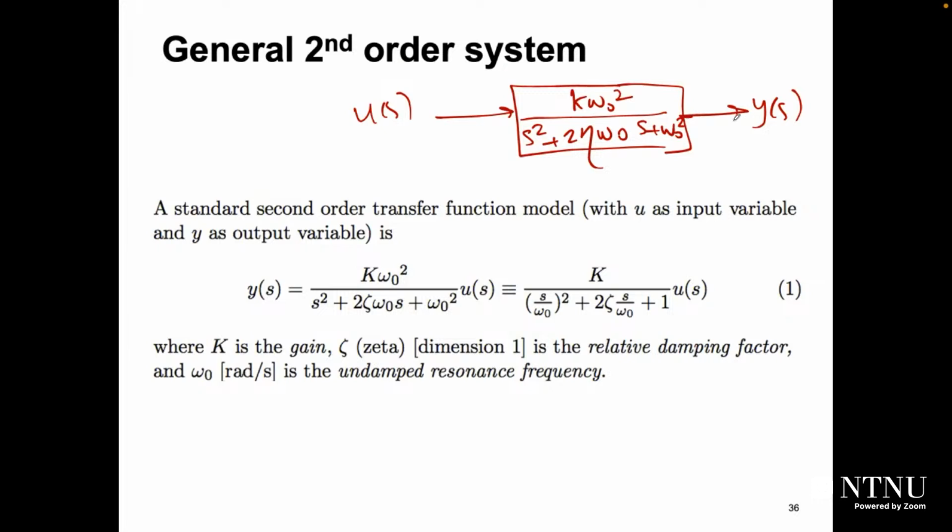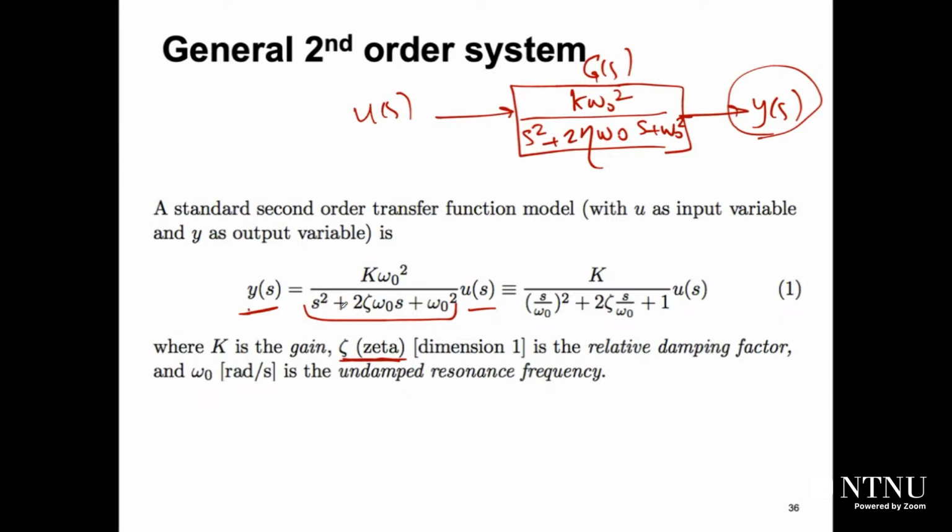So in this case, y of s will be this transfer function multiplied by u of s. So y of s will be that part multiplied by that part. K here is the gain. Zeta is the relative damping factor. We need to find this zeta.